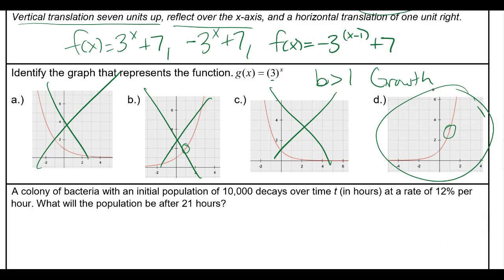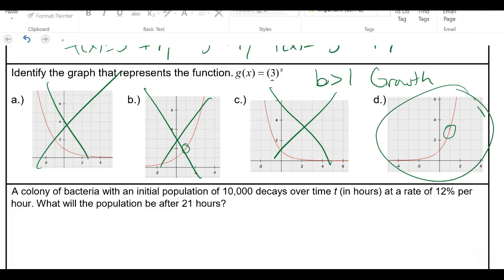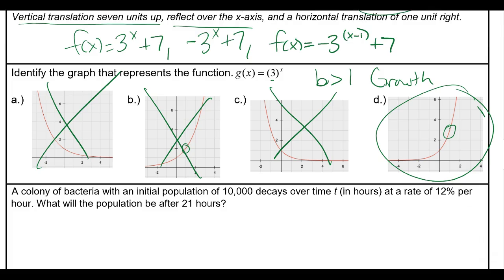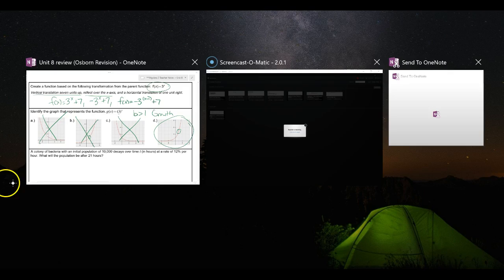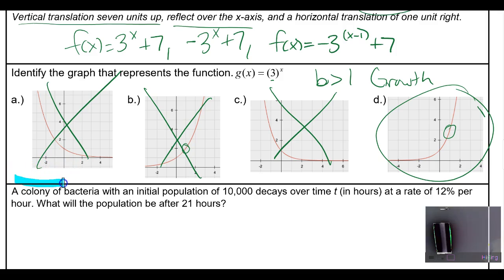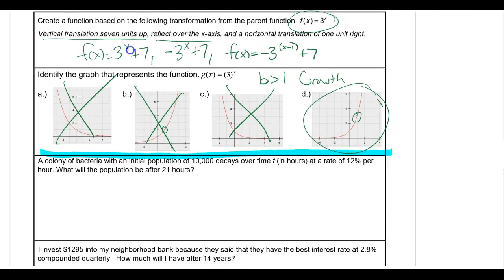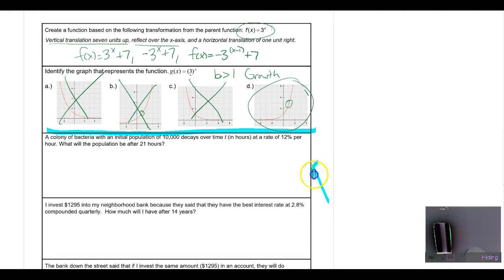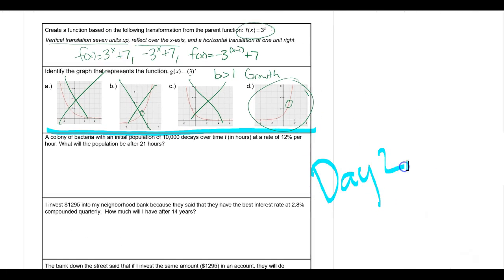Okay, so that is it for day 1. Everything below this line is going to be day 2. Okay, so all this is going to be day 2.